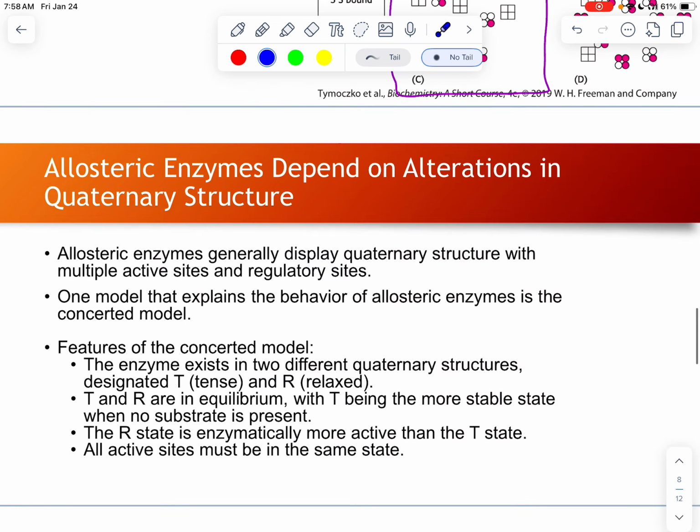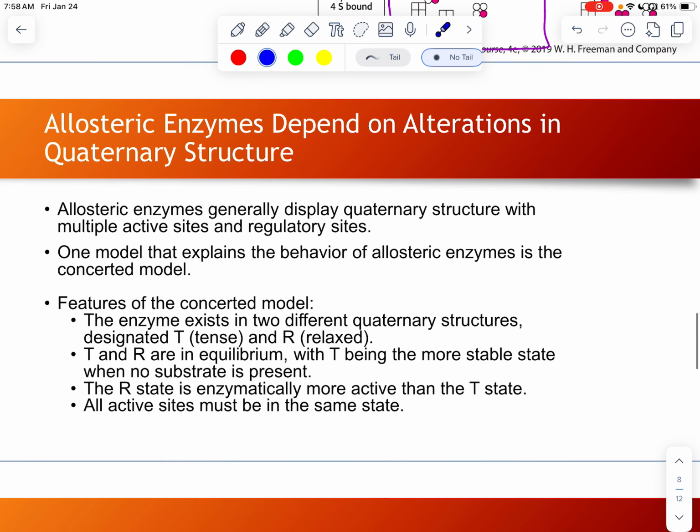All right, these next 2 slides are really just what we talked through, but in words, so that if you like to read it, you can come back and take a look. Let's run through them real fast, just as a second review. So allosteric enzymes generally display quaternary structure, multiple active sites, and regulatory sites. One model that we just looked at is that concerted model.